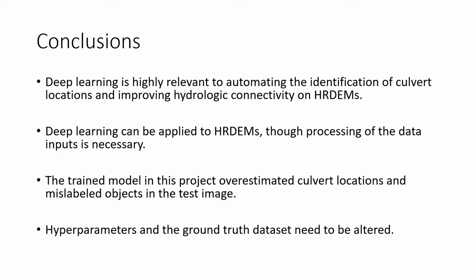Deep learning is highly relevant to automating the identification of culvert locations and improving hydrologic connectivity on high-resolution digital elevation models, and this model was able to be trained, although it did overestimate culvert locations. This shows that deep learning can be applied to high-resolution digital elevation models, though processing of the data inputs is necessary before a model can be trained. And this particular model overestimated culvert locations and mislabeled objects on the test image, and this indicates that the hyperparameters need to be changed and the ground truth dataset needs to be increased.